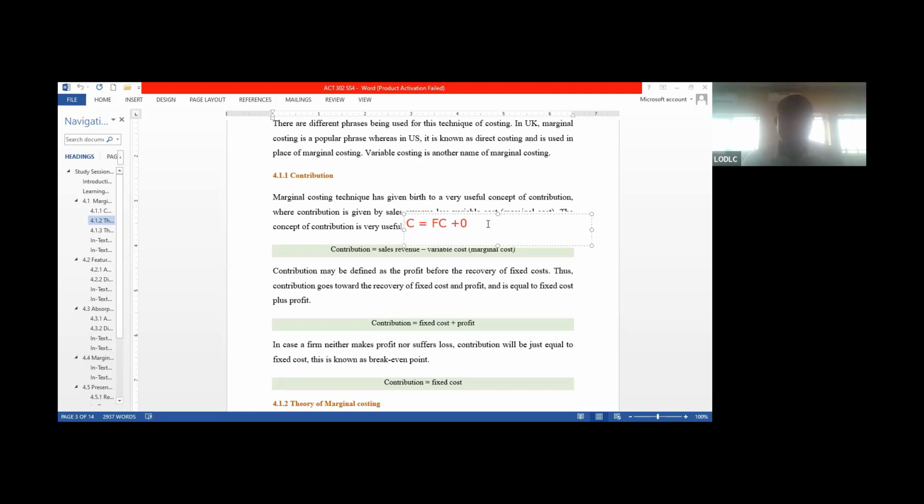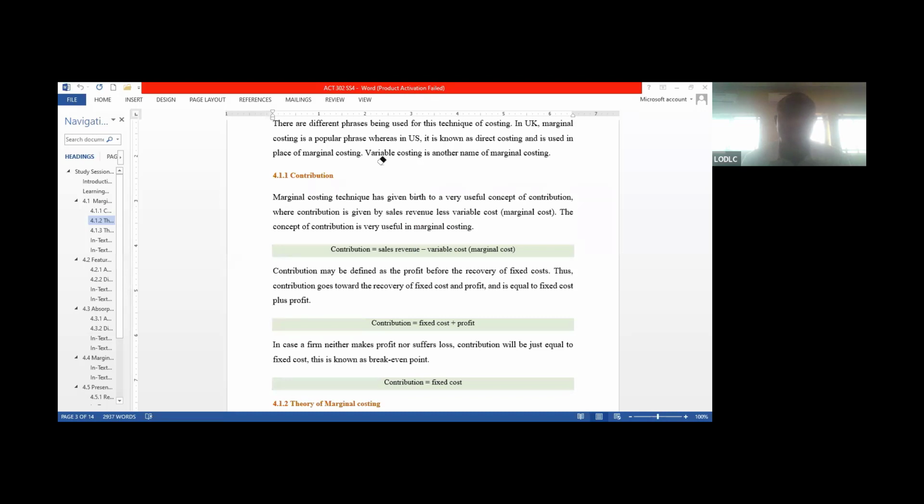There are some situations whereby you have your contribution minus fixed cost equal to profit. So in some situations we might have our contribution equal to profit plus fixed cost. It depends. So whatever you are asked to do, you can change the subject of the formula to arrive at it. So now, what are the theories of marginal costing? The theories of marginal costing. That's the next line of action.